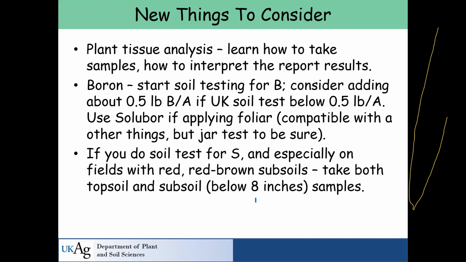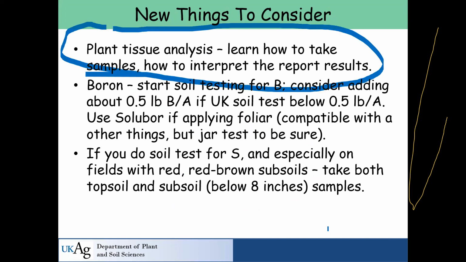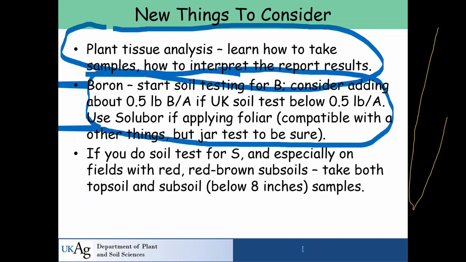If you want to try some new things to consider, one of the things I recommend as an underutilized tool is plant tissue analysis. Learn how to take some tissue samples, send them to the lab, and how to interpret the report results. Another thing to think about is start testing on occasion for boron in your fields. Consider adding about a half pound of boron per acre if the UK soil test falls below a half pound per acre. If you want to do it foliarly, use a product called Solubor because it's compatible with a lot of other things like fungicides or other things that may go on later. But you might want to jar test it before you put it in a big tank load.